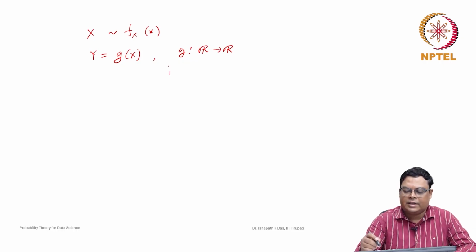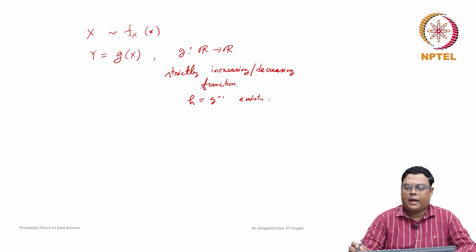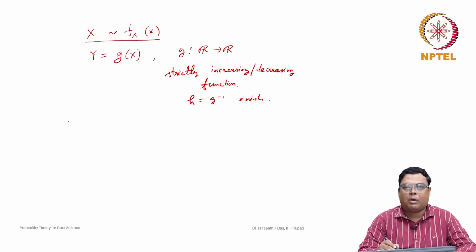So g is a strictly increasing or decreasing function from R to R, and it has some inverse. Whenever we consider g from R to R, strictly increasing or decreasing, h is equal to g inverse exists. If you have this condition, and x is a continuous random variable with probability density function, then we know how to find the probability density of y.